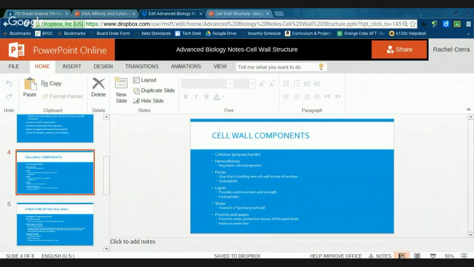Another component is hemicellulose. It's another polysaccharide, but its job is to regulate cell enlargement.